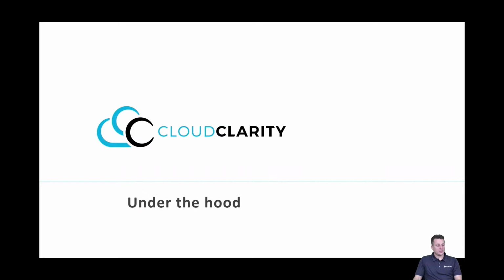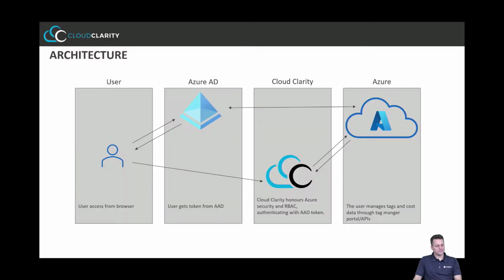So now let's have a look under the hood of CloudClarity. CloudClarity is a SaaS application. It's fully Azure Marketplace integrated, which means it can be billed directly to your Azure subscription in the currency you like. You can use the same account to log on to CloudClarity as you use to log on to the Azure portal, and you'll only see the resources you have access to. So you fully respect the RBAC that we have already set in Azure. CloudClarity is then used to change tags and read cost data through the Azure APIs.